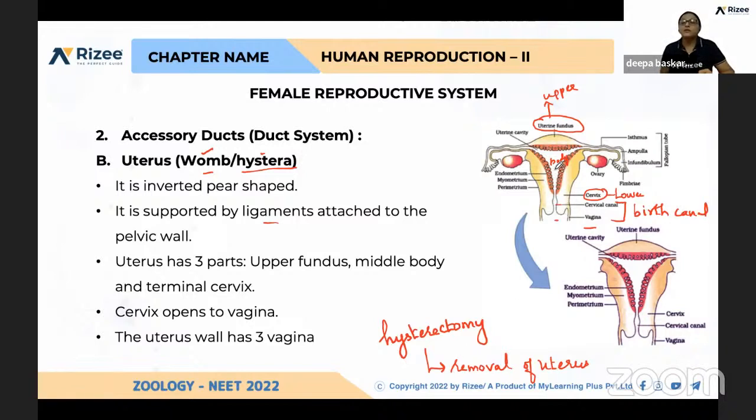Because during parturition, during delivery, the baby is expelled out through this canal of the cervix and vagina. So this is called the birth canal.